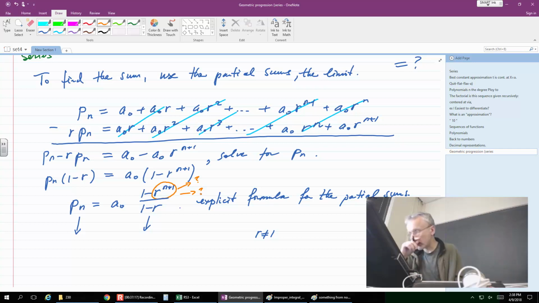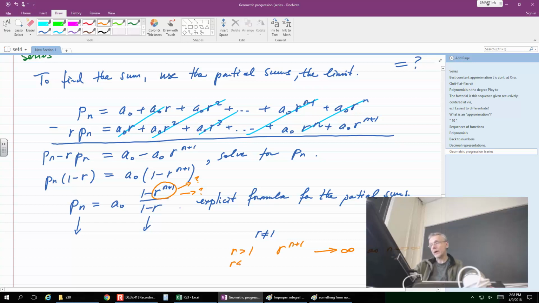R is greater than 1. Yeah, R is greater than 1. R to the n plus 1, for R greater than 1, will go to infinity as n goes to infinity. In fact, this is actually just an example of a geometric progression, so what we know about geometric sequences can be applied.